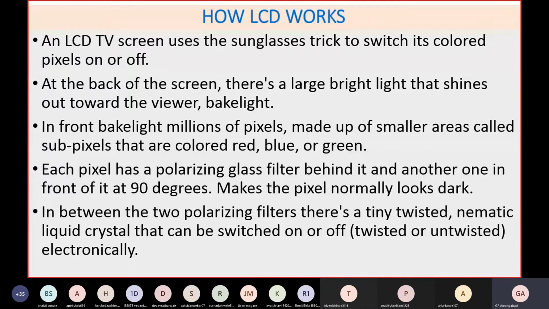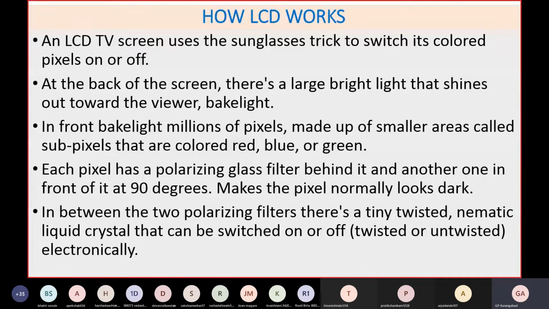At the back end of the screen, there is a large bright light that shines out towards the viewer, that is called a backlight. So, in other words, the backlight is a light source. If you have a broken mobile or LCD display, you may be able to see that backlight from your mobile phone or even some part of it. That is more important. Its backside is called a backlight, that is the light source.